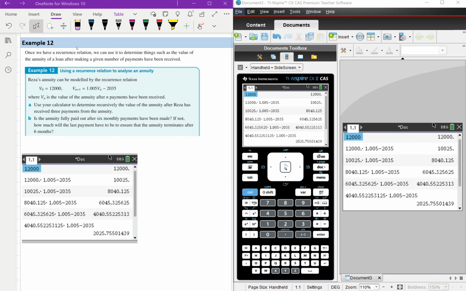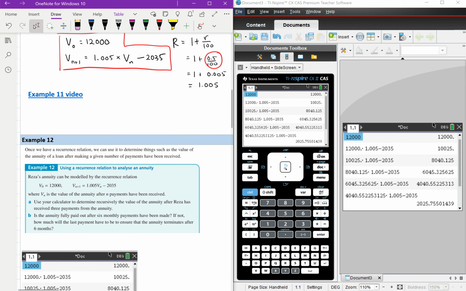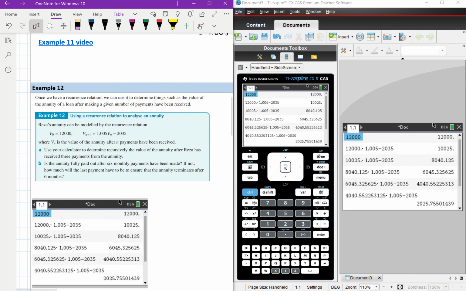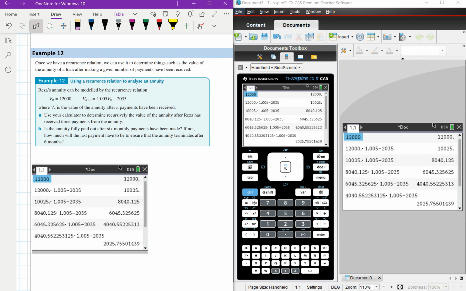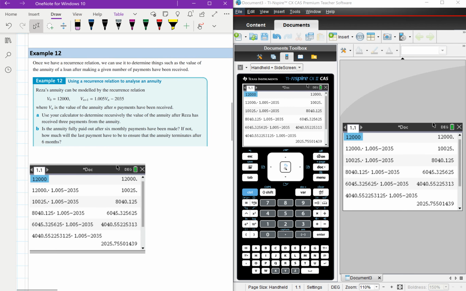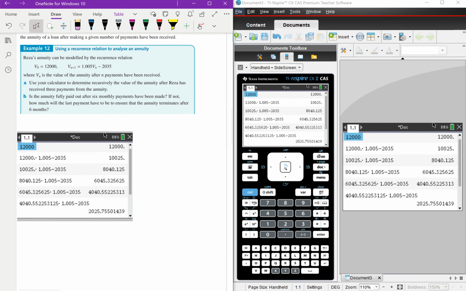So in my previous video on example 11, if you haven't watched it, make sure to watch it. I described to you how this annuity works for Reza. Essentially, I pretty much answered example 12 as well in part of my example 11 video. So in part A here, it says use your calculator to determine recursively the value of the annuity after Reza has received 3 payments from the annuity.